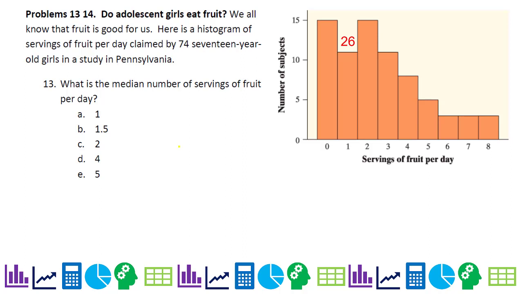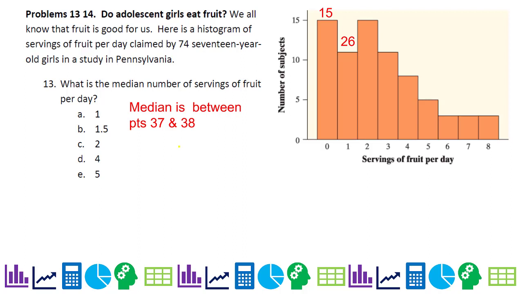So we need to know the total data points, and we said there's 74. So I'm going to go ahead and number. All right, so you see it. Notice I put some numbers on the bars. 74 divided by 2 is 37. So since I have 2 sets of 37, my median is between points 37 and 38.